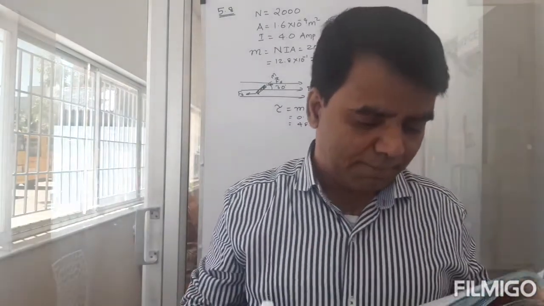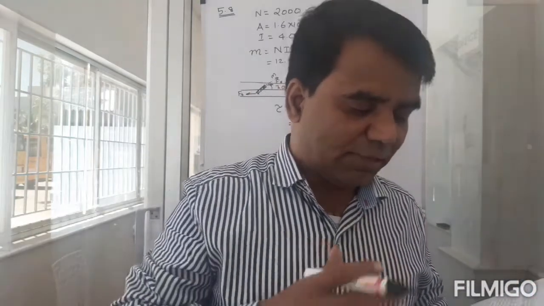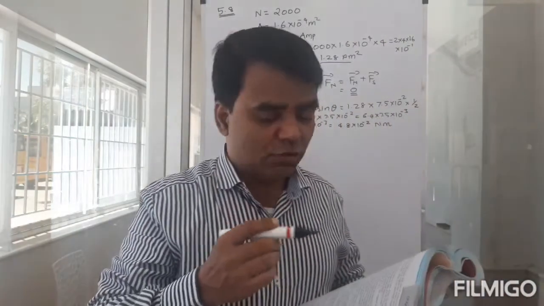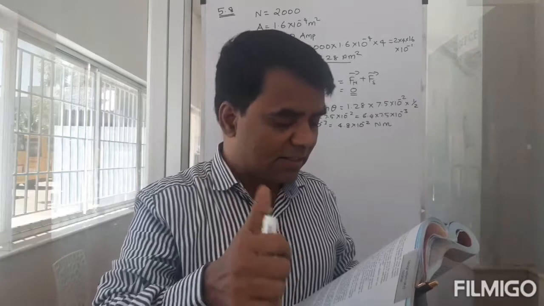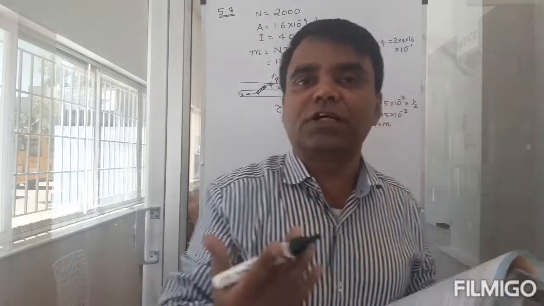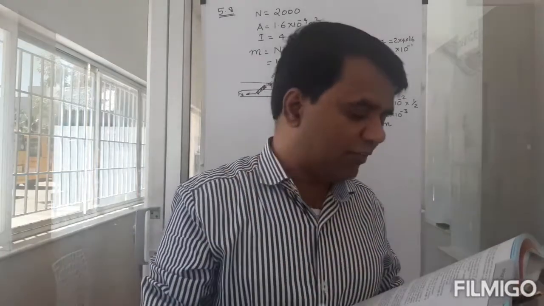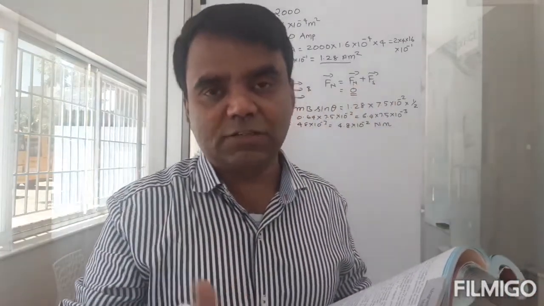In 5.9, a circular coil of 16 turns and radius 10 centimeters carrying a current of 0.75 ampere rests with its plane normal to an external field of magnitude 5 into 10 power minus 2 Tesla. You have a circular coil with a number of turns, an area, and current flowing through it, which means you can have a magnetic moment M for it. And it is in an external magnetic field of 5 into 10 power minus 2 Tesla.